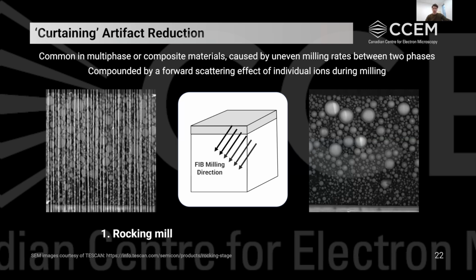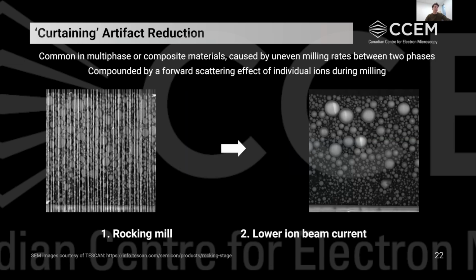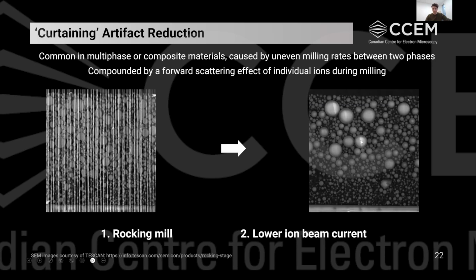If rocking mill is something that's not possible on our sample for some reason, maybe the microscope doesn't have it enabled, we can also achieve a similar effect by just using a lower ion beam current to do our milling operations, and that should also get us a smoother cross-section.